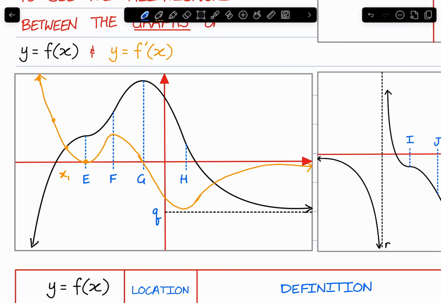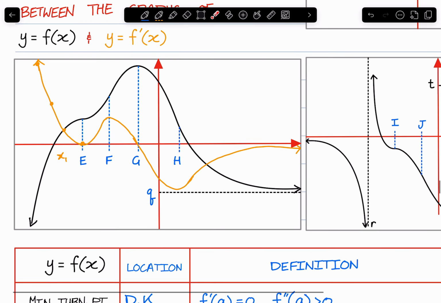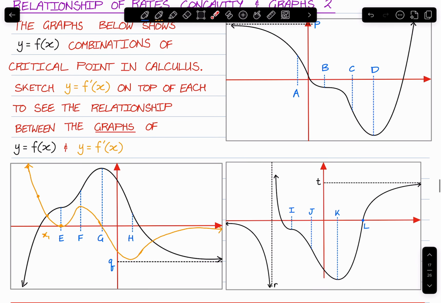All right, so I hope it's giving you an insight into how we can sketch the gradient on top of functions. Hope to see you in the next video where we take on these next two examples.